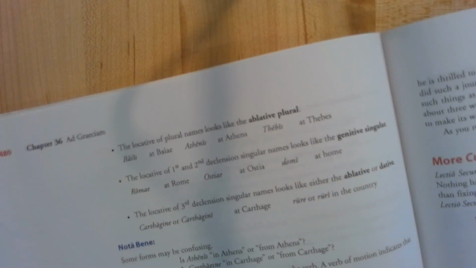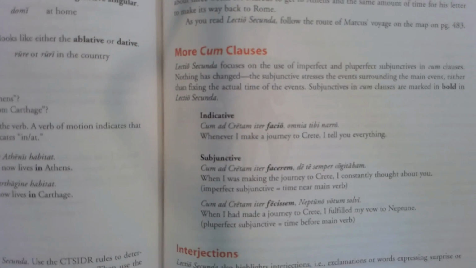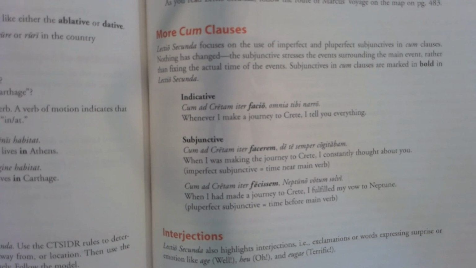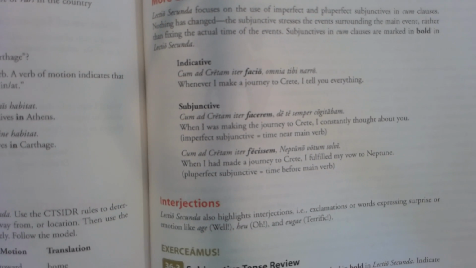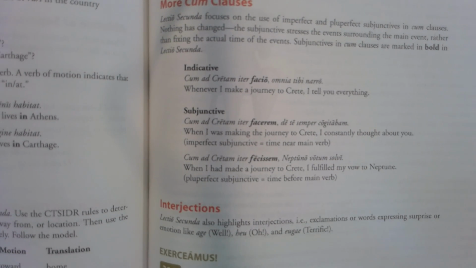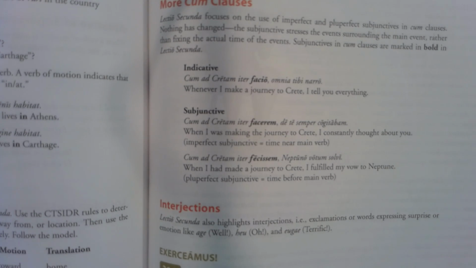Okay, let's look over here at the more cum clauses. They give you several different instances of these, but once again we have the indicative. Whenever I make a journey, that's that repeated action. So cum ad Cretam iter facio, whenever I make a journey to Crete, repeated action, indicative. Okay.